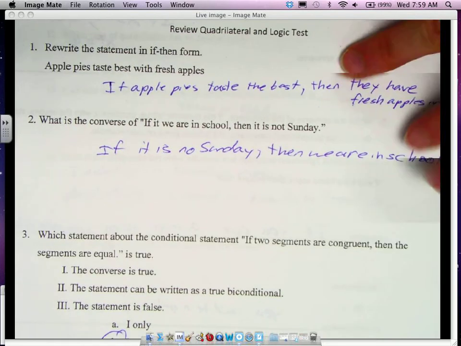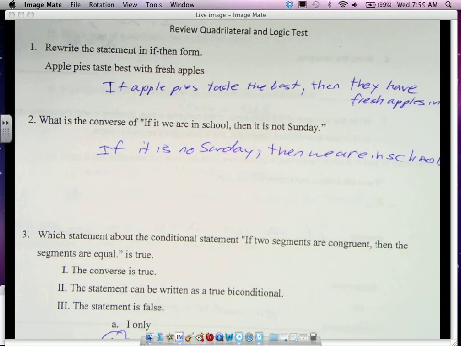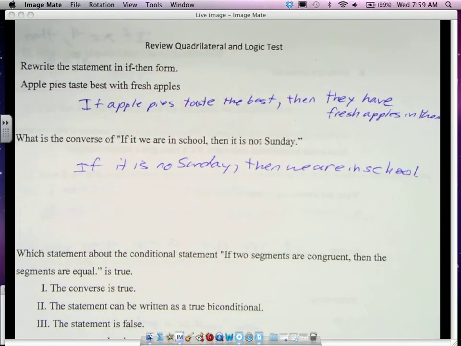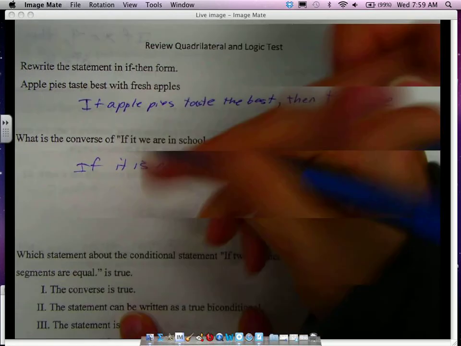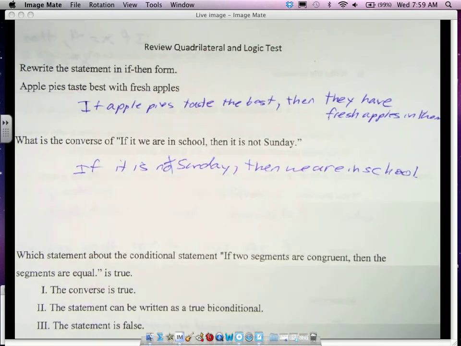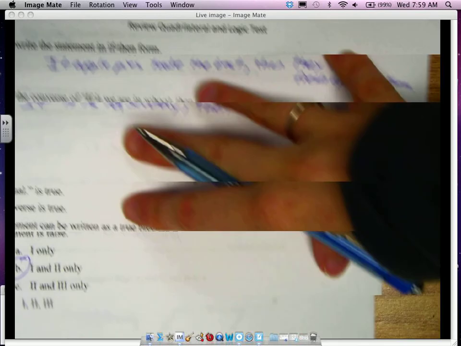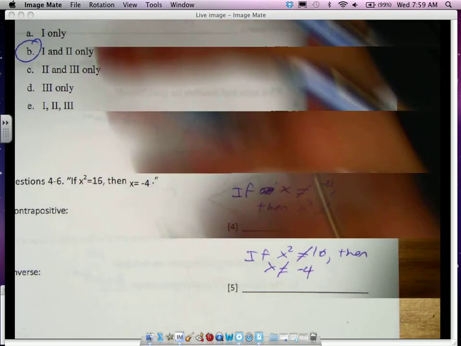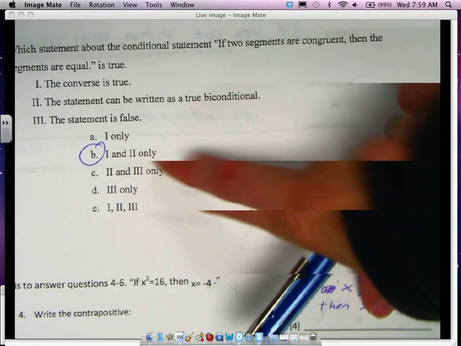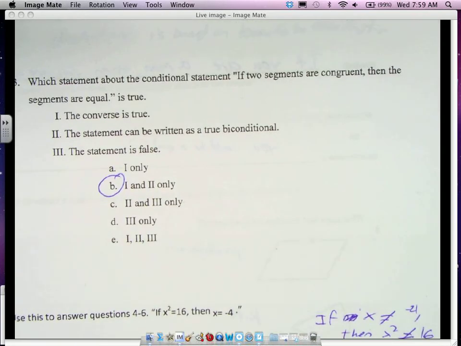Okay, so let's start out. This is talking about if-then statements. Number one: if apple pies taste the best, then they're made with fresh apples, or then they have fresh apples, either way. Number two, I forgot the T: if it's not Sunday, then we are in school. Number 3 should be B. The converse is true, therefore you can make a biconditional statement of it.